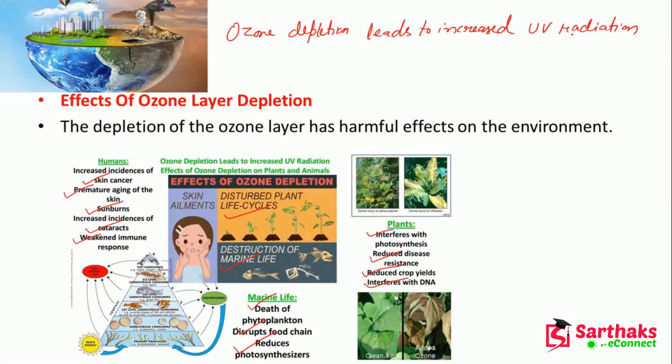Okay, so many problems will arise: skin cancer, premature aging, sunburns, increased incidences of cataracts, weakened immune system. It interferes with photosynthesis, reduces disease resistance and crop yield, and interferes with DNA. It causes death of the phytoplankton, disrupts the food chain, reduces the photosynthesizers, disrupts marine life, disturbs the plant life cycle, and causes skin ailments. So there are so many effects of this ozone layer depletion.